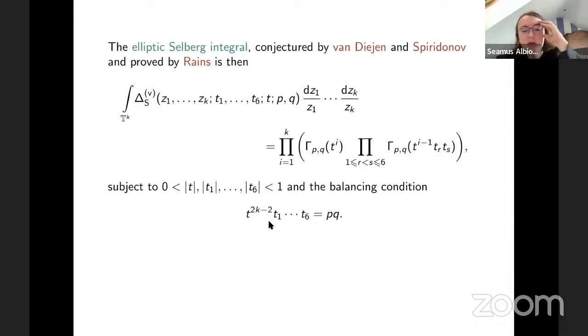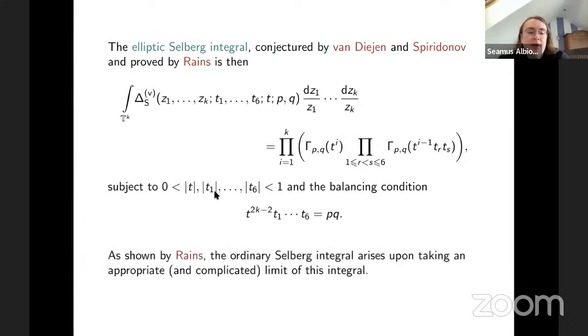And now you have a slightly more general balancing condition, which depends on k, but again, you can deform the contours if you like, if you want these parameters to not be inside the unit circle and all of this business. So it's kind of the same.